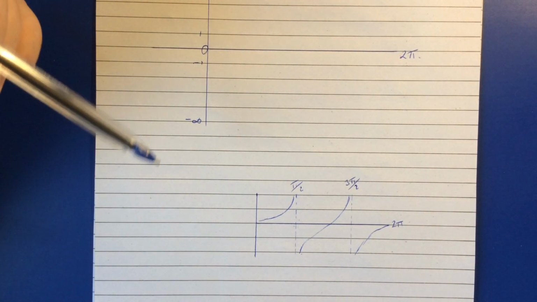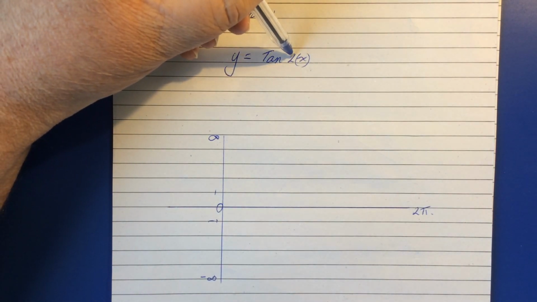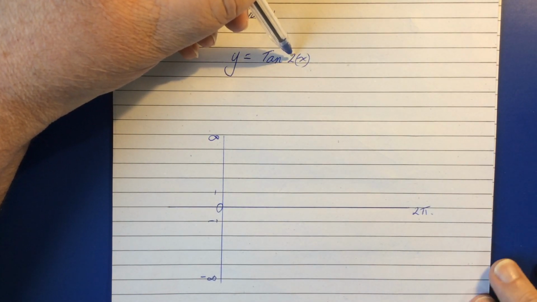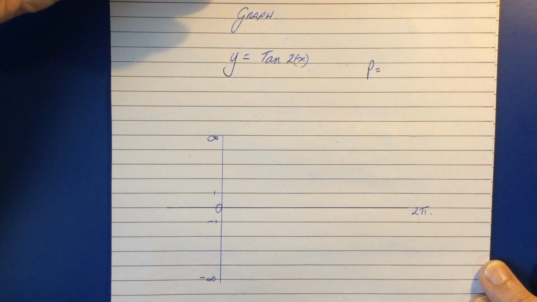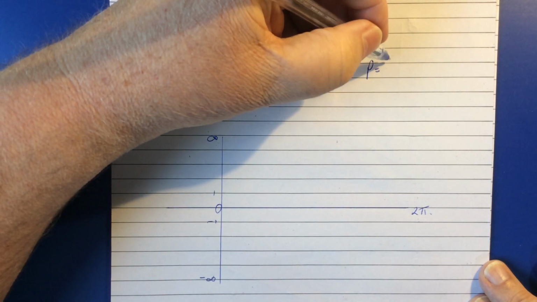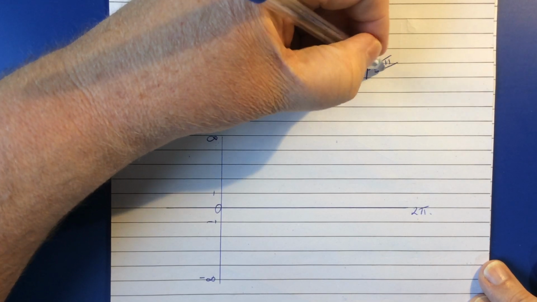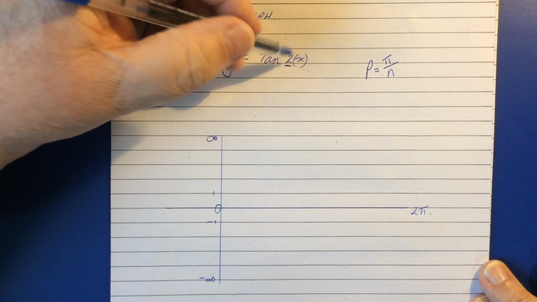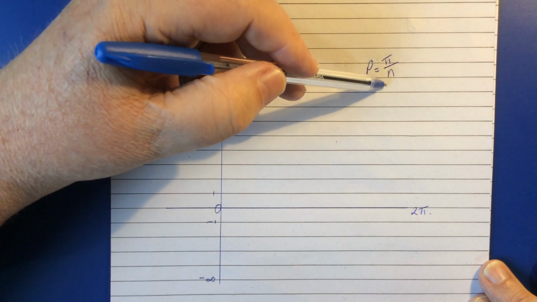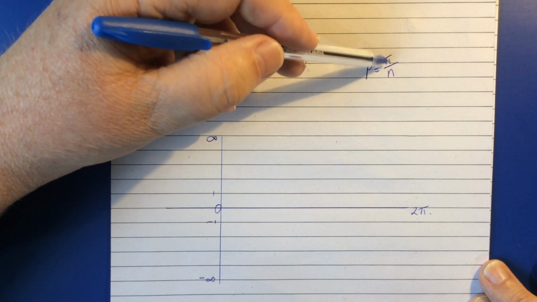Now, what we are going to be doing is altering the period of such a graph, and we do so by inserting a value here that is other than 1. Now, how we calculate the period of a tangent is different to how we calculate the period of a sine or a cosine graph. The formula for the period of a tangent graph is pi on n, and this value here is n. So in this case, the period of this graph is going to be pi on 2.